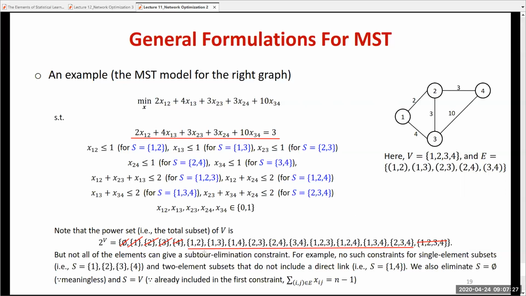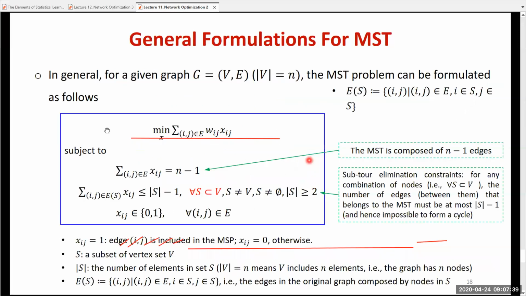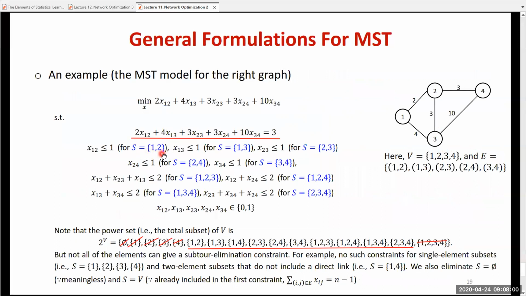Okay, first of all is S equal to 1, 2. So 1, 2 is here. For 1, 2, you're gonna have this: the sum over ij in ES of xij is less than or equal to the cardinality of S minus 1. Again, ES, I added something here. ES means the edges in the original graph composed by the nodes included in S, okay? So first of all here, for S equal to 1, 2, the cardinality of S equals to 2, right?